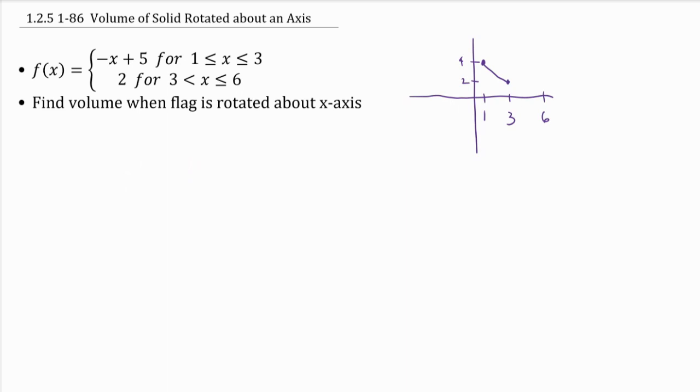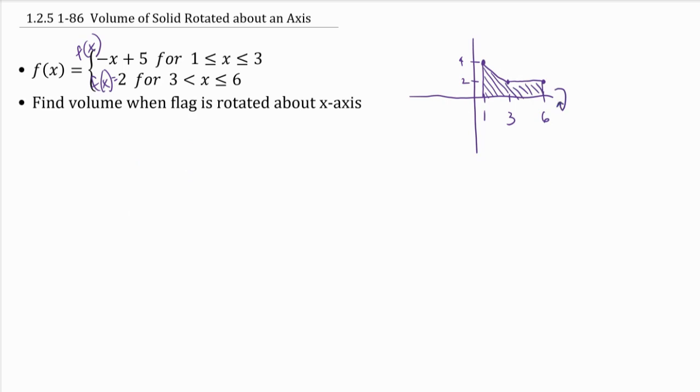A lot of students get confused if you just have a number here. Just remember, this is like f of x equals negative x plus 5, f of x equals 2. Well, y equals 2 is just a horizontal line. And there we go. So we're going to take the area under this curve, shade it in, and rotate that around the x-axis.